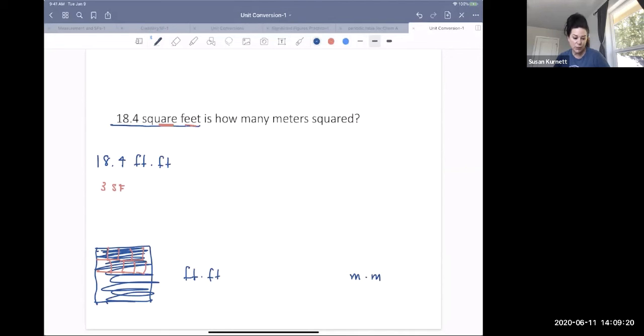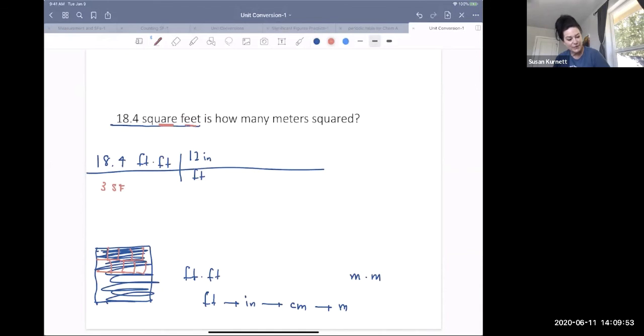Now, if I was doing this one-dimensionally, I would go feet to inches to centimeters to meters. Same path, but we're going to have to do every step twice. So 1 foot is 12 inches. That takes care of one of the feet, but it doesn't take care of both of them. We have to do it a second time.